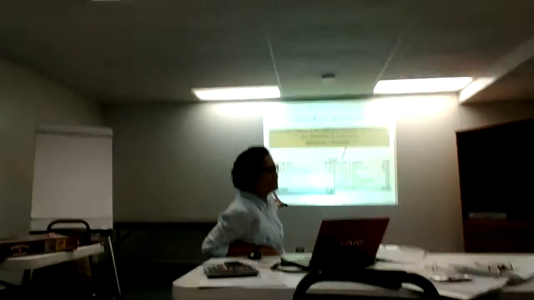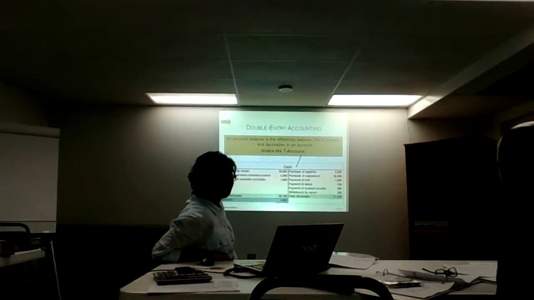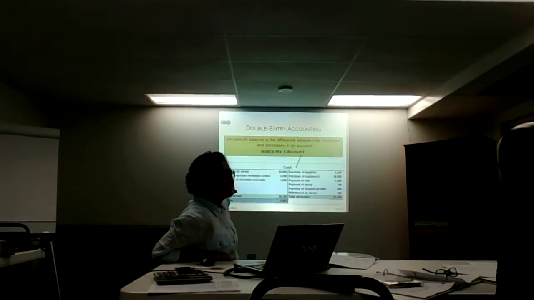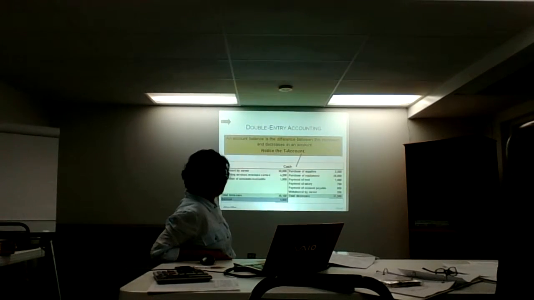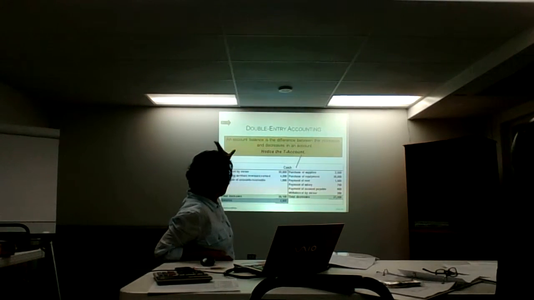We decided to show you. Look at cash here. Look at what increases cash there on the left side. Any investment increases cash, right? Any services earned increases cash. Any collection of accounts receivable increases the cash, right? So that's why all increases are on the left side.